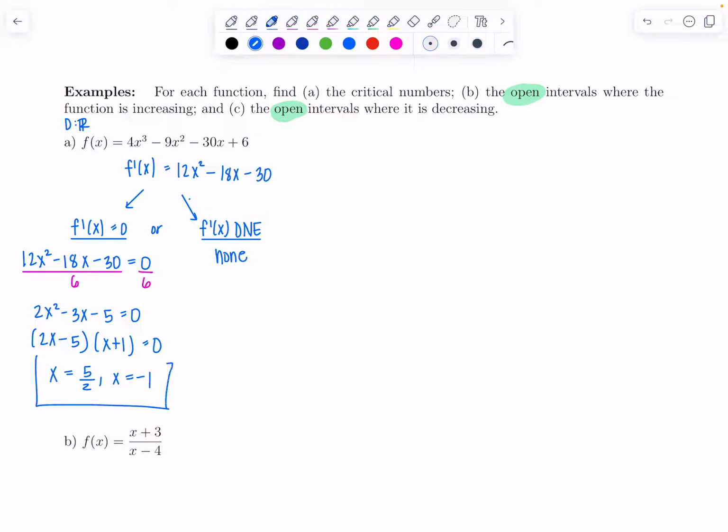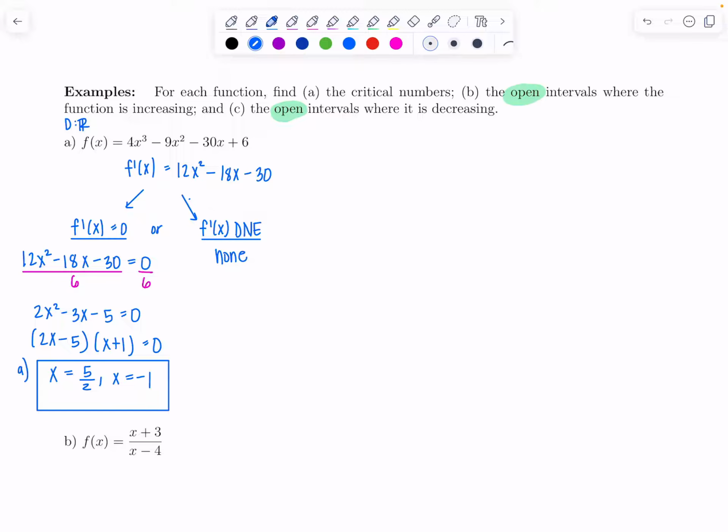So those are our critical numbers. Some textbooks call them critical values. If I say that by accident, excuse me, but they're the same thing. Critical numbers, critical values, it just depends on the text. Okay, Part A is done.